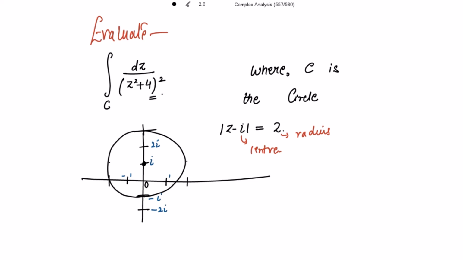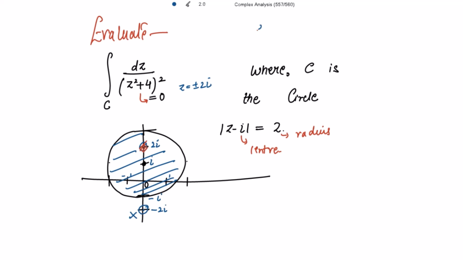Now when putting this denominator equal to 0, we are getting the point z equal to plus minus 2 iota. Which of these 2 points lies inside the circle? Only 2 iota lies inside the circle and negative 2 iota lies outside the circle. So only 2 iota lies inside the circle, so we are going to apply the Cauchy's integral formula only for this point.